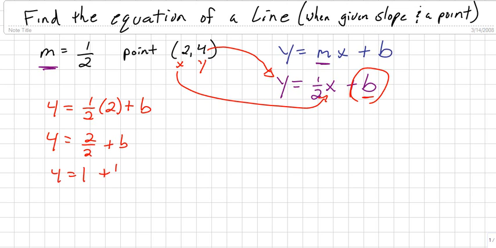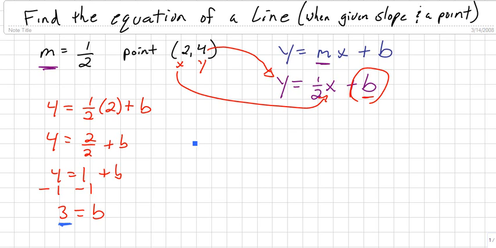1 plus b. Isolate the variable, so I need to get rid of this 1, so I need to subtract it. Whatever I do one side, I got to do the same thing to the other side. So I'm left with 3 equals b, which tells us what? This tells us that our y-intercept has a value of 3.